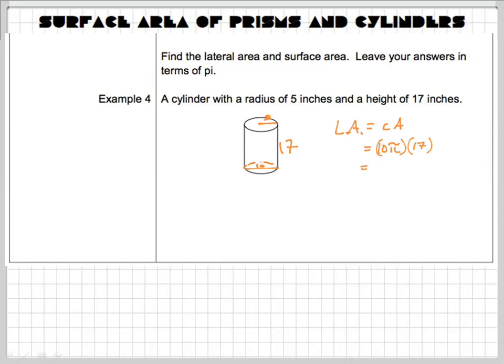17 times 10 is 170, and then we have our pi chilling right there. We don't multiply out the pi because it says leave in terms of pi. Let's highlight that.